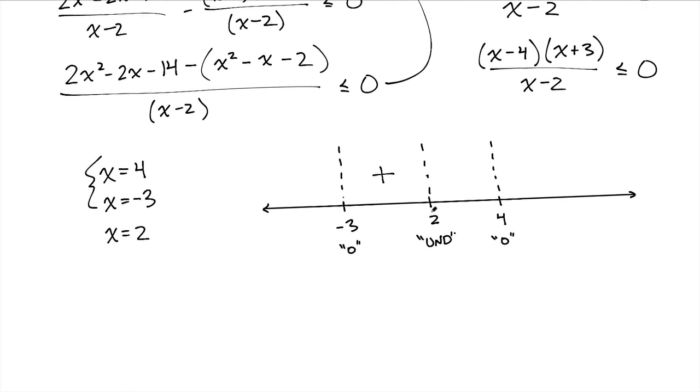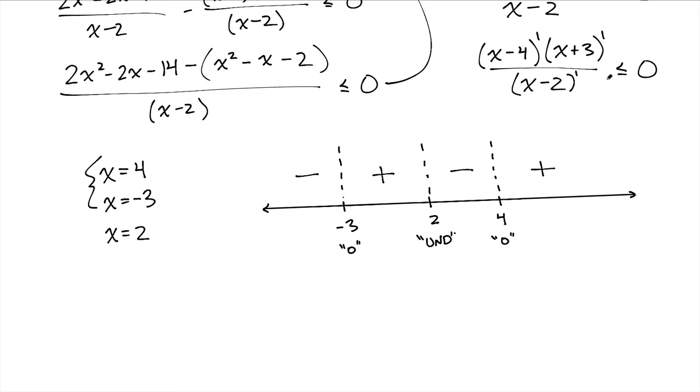Now, the negative 3, 2, and 4 each had a multiplicity of 1. And an odd multiplicity means that it will change as we cross that point. So from the positive, as I move to the left and cross at negative 3, it changes to a negative. As I move to the right from positive, I change to a negative, and then I change back from negative to positive.